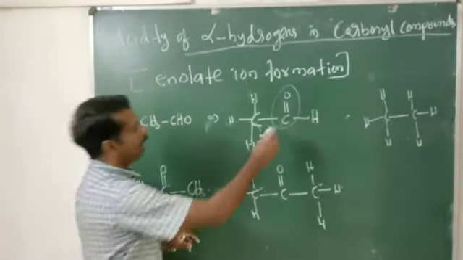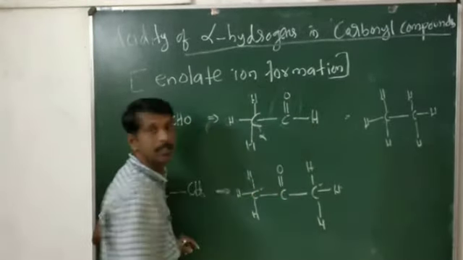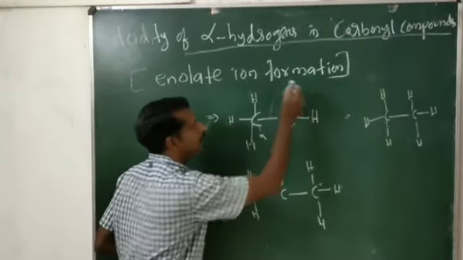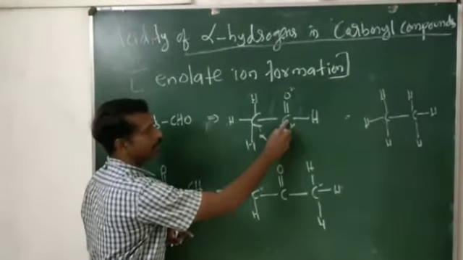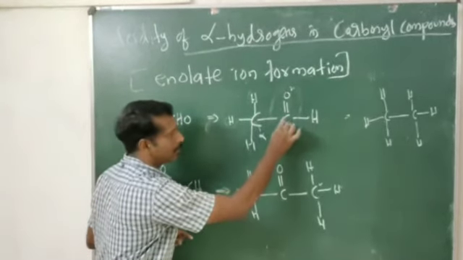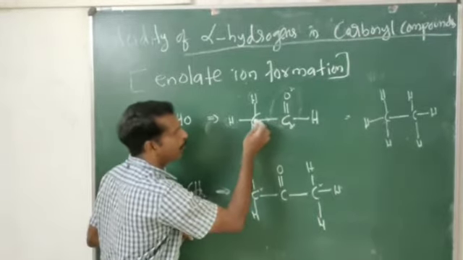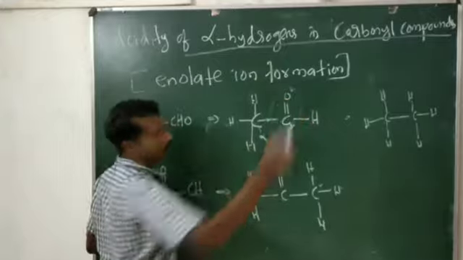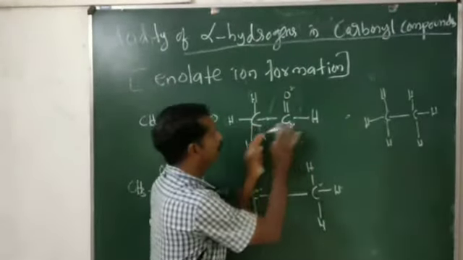Look at here. As we know, this CO group is a polar group. What do you mean by that? The carbon is slightly positive and oxygen is slightly negative. Now listen very carefully. Since this carbon atom is slightly positive, what will happen? This positively charged carbon will attract the bond pair of electrons towards this carbon.